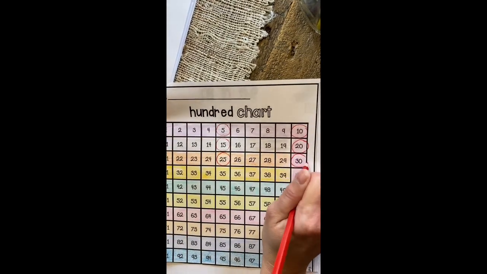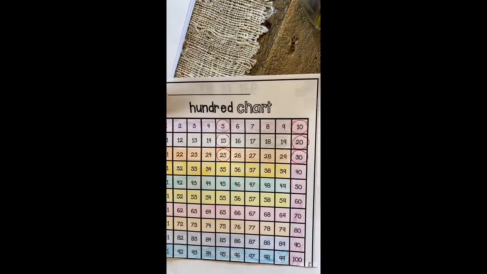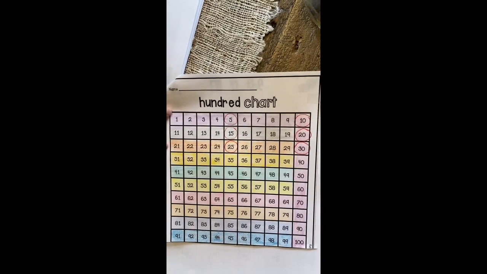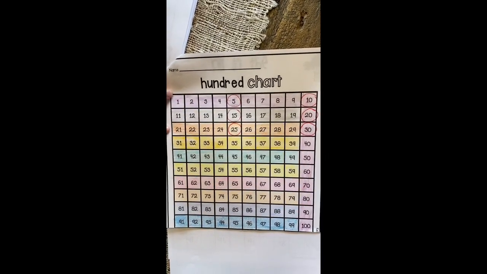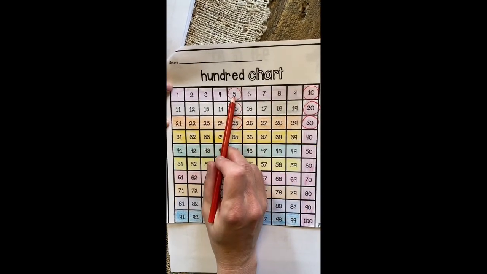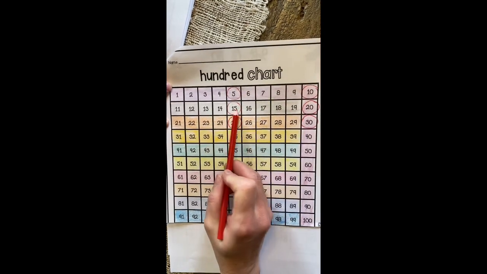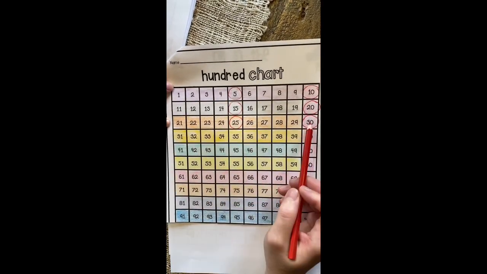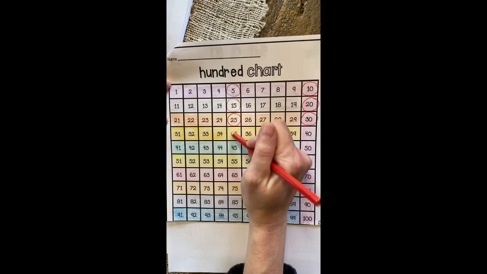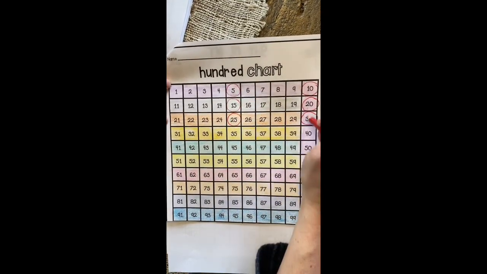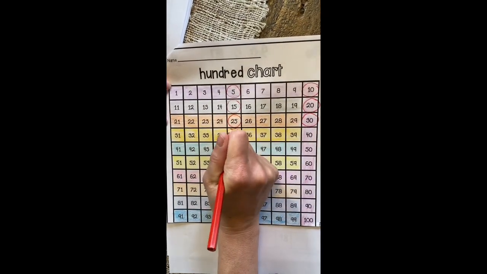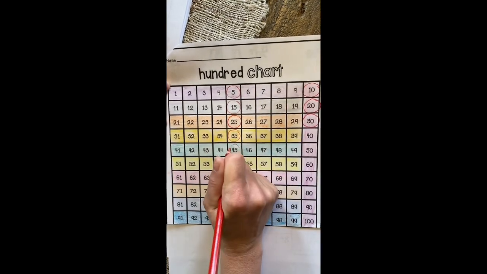Does anybody notice a pattern showing up? I notice a pattern. I'm noticing that when you count by fives, the numbers all end in 5 or 0. 5 or 0. And it looks like it's going to be this whole column and this whole column. So I'm going to go ahead and circle all those numbers that end with 5.